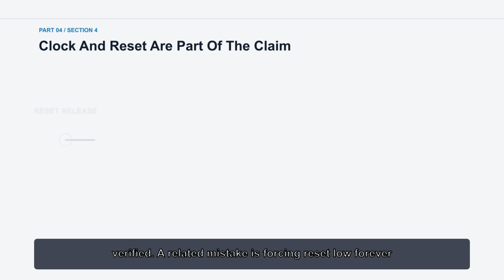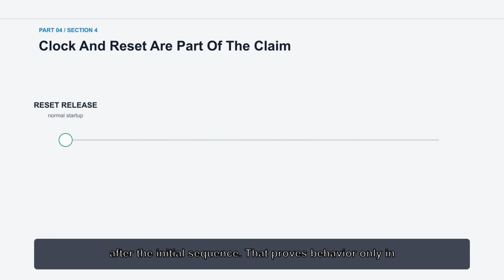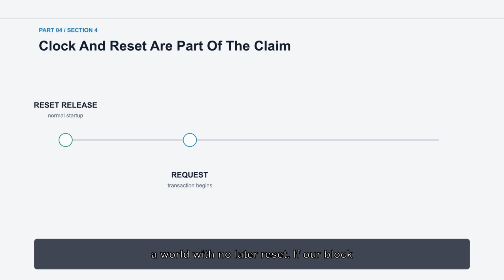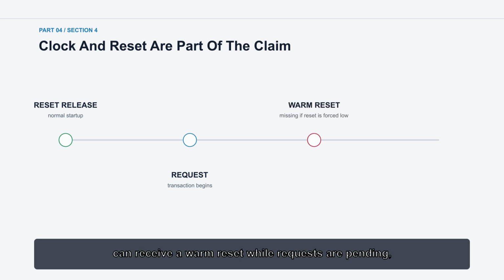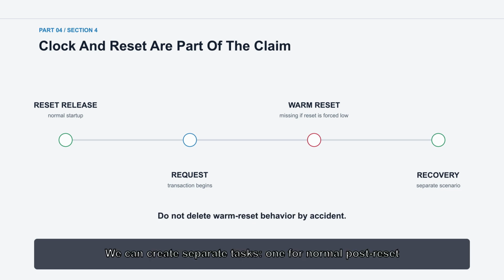A related mistake is forcing reset low forever after the initial sequence, which proves behavior only in a world with no later reset. If our block can receive a warm reset while requests are pending, that scenario requires either inclusion in the proof or an explicit scope statement. This does not mean every property must handle every reset scenario in one run. We can create separate tasks, one for normal post-reset operation, one for reset interruption, and one for reset recovery. What matters is that the split is intentional and the combined verification plan covers the requirement.